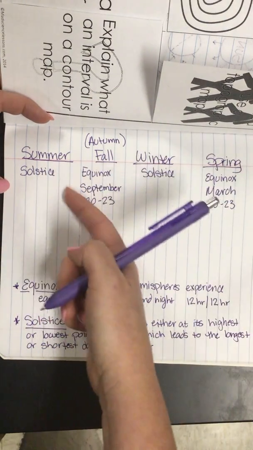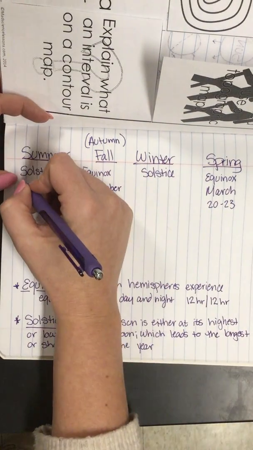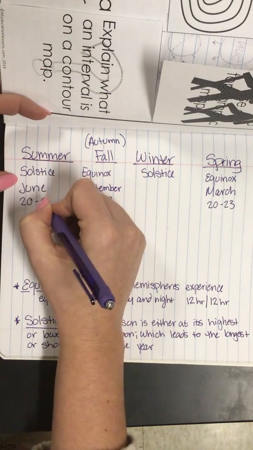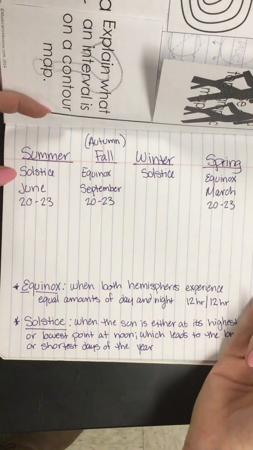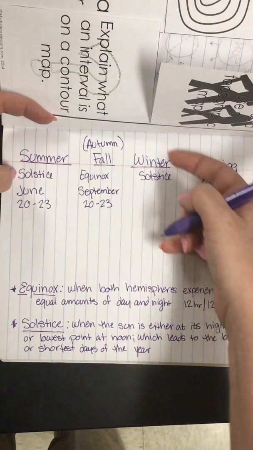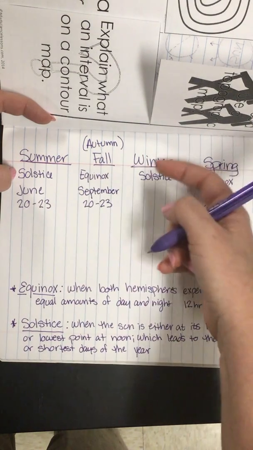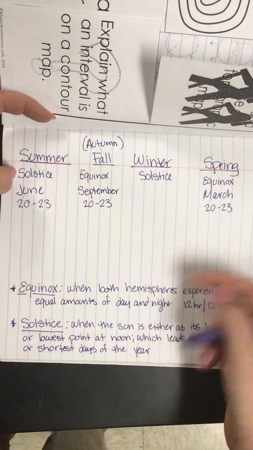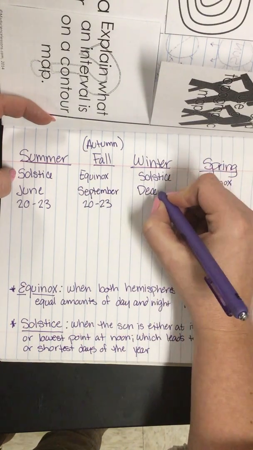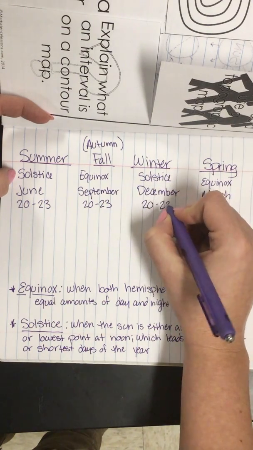So for summer, the summer solstice is going to be our longest day of the year. So this happens in June, sometime between the 20th and the 23rd. And then our winter solstice is my worst nightmare because I love summer. Winter solstice is the darkest day of the year. You have the most nighttime hours, and that's going to be in December. Again, sometime between the 20th and the 23rd.